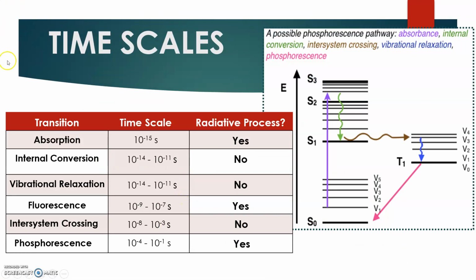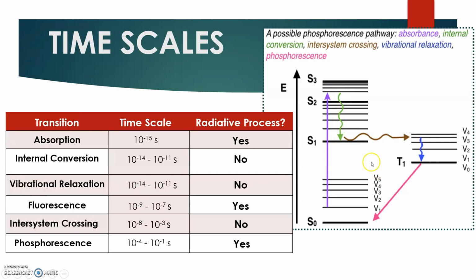What are the time scales of the processes that are involved in Jablonski diagram? There is absorption, that is in the range of 10 to the power minus 15 second, and it is a radiative process. There is internal conversion. Here you see the violet one is absorbance. The internal conversion is this green one, where the time scale is 10 to the power minus 14 to 10 to the power minus 11 second, and it is a non-radiative process. That means no radiations are released.